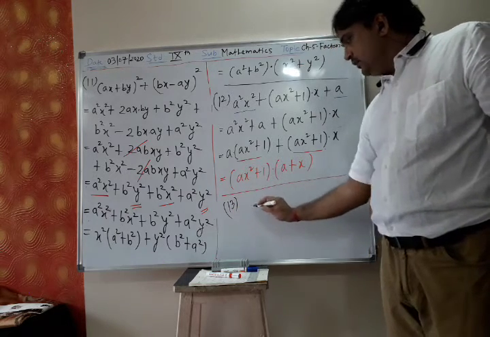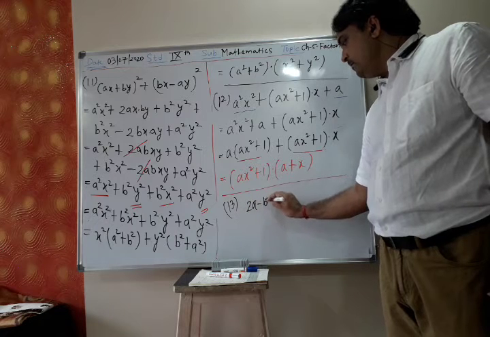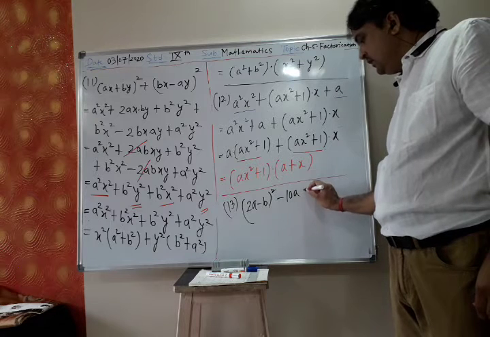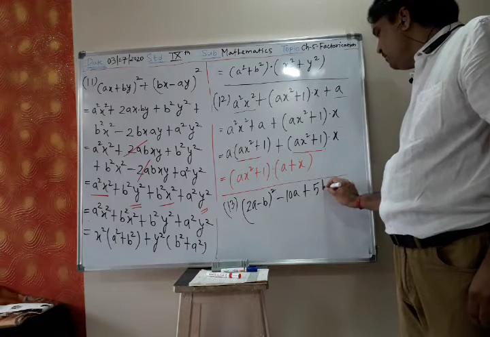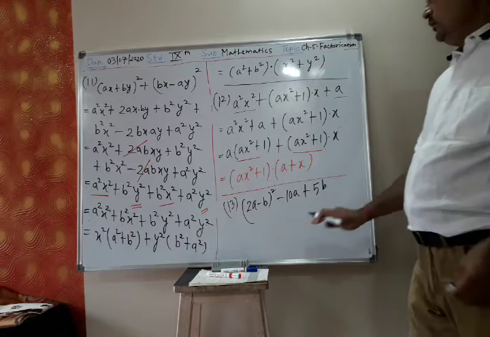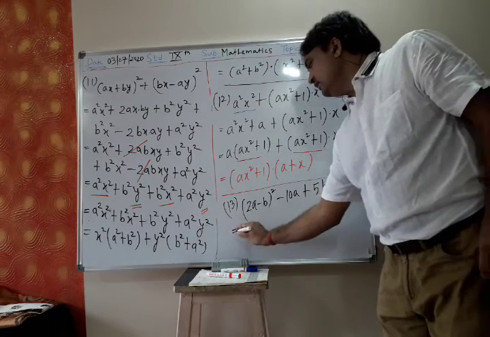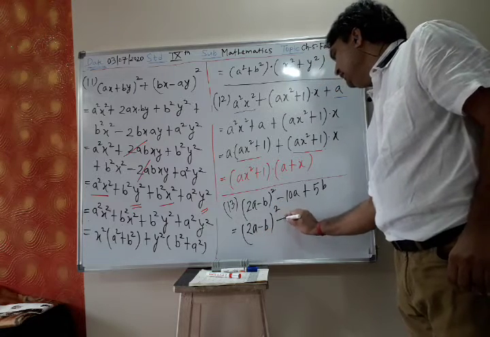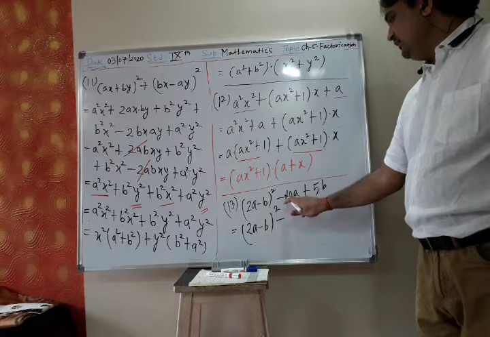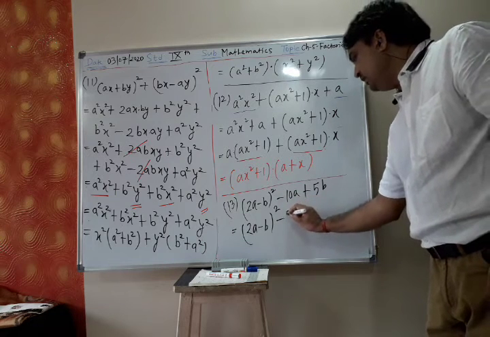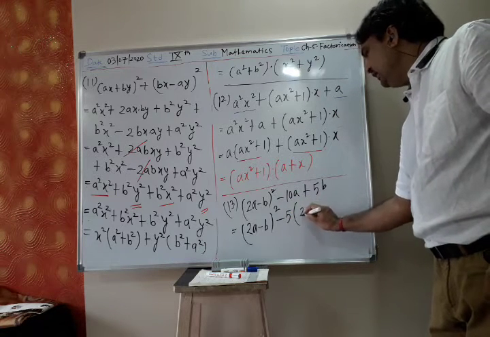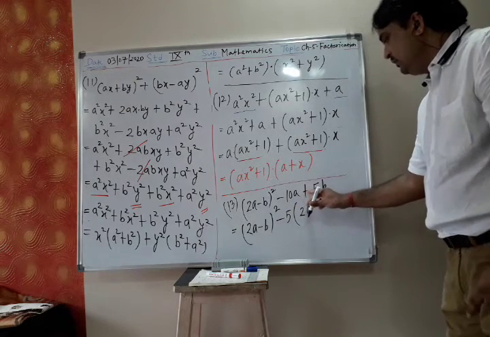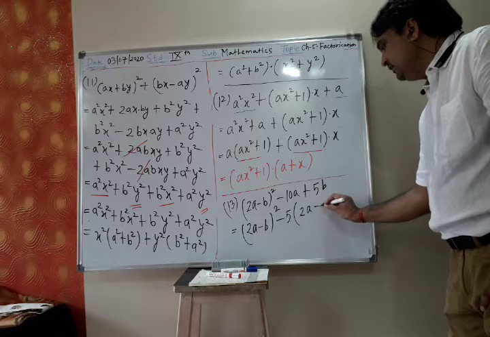Now 13, 2a minus b whole square minus 10a plus 5b. So 2a minus b whole square minus 10a and 5b, I can take 5 common. Then it is 2a and I am taking minus sign common, so in place of plus, in bracket I will write b.